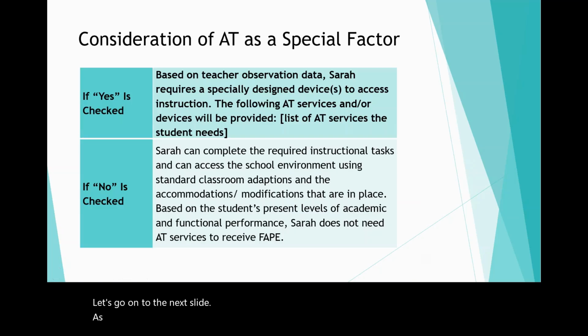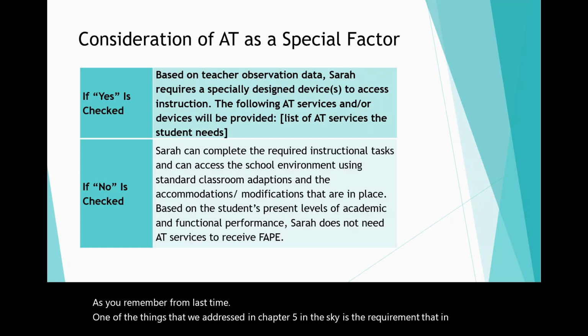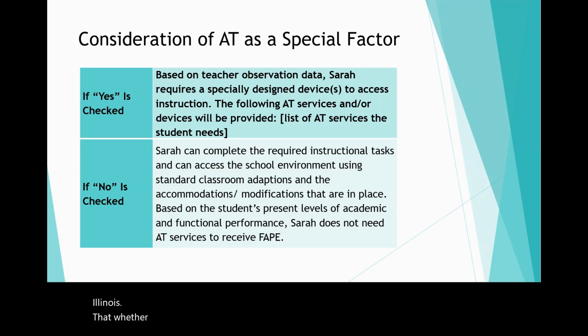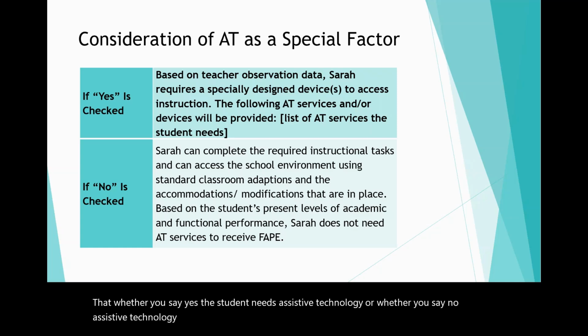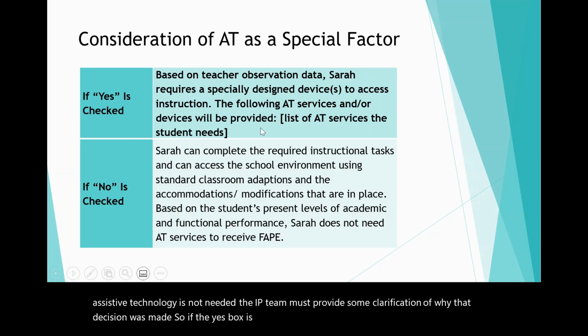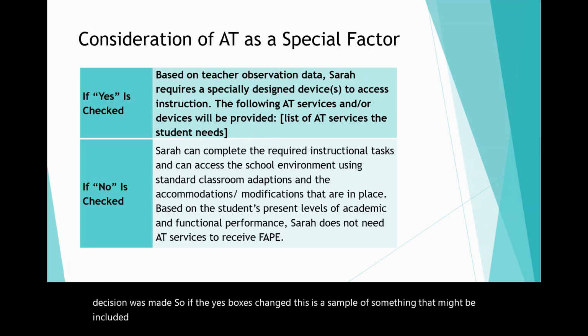As you remember from last time, one of the things that we addressed in Chapter 5 in this guide is the requirements in Illinois that whether you say yes, the student needs assistive technology, or whether you say no, assistive technology is not needed, the IEP team must provide some clarification of why that decision was made. So if the yes box is changed, this is a sample of something that might be included to clarify why the team decided that assistive technology is needed.